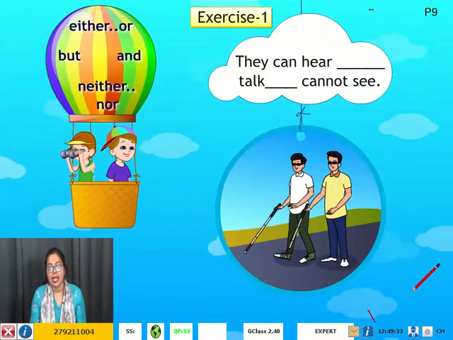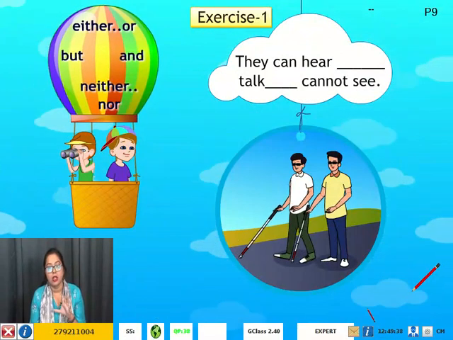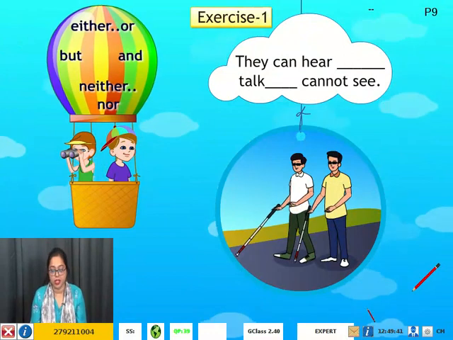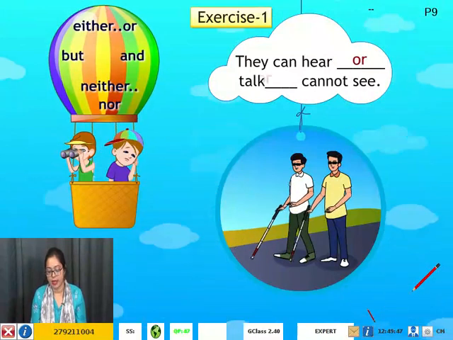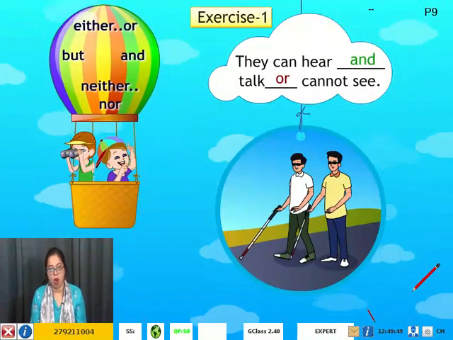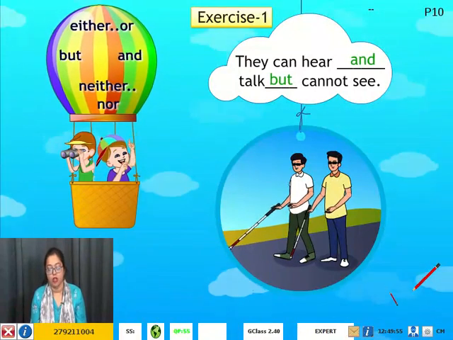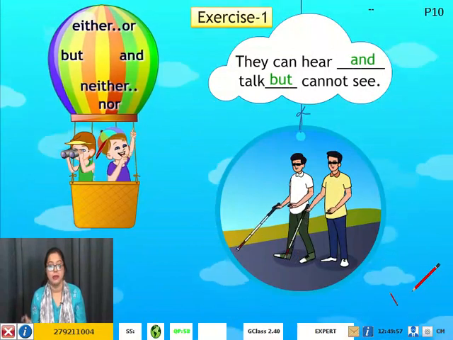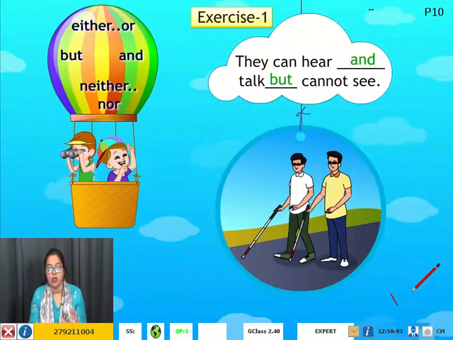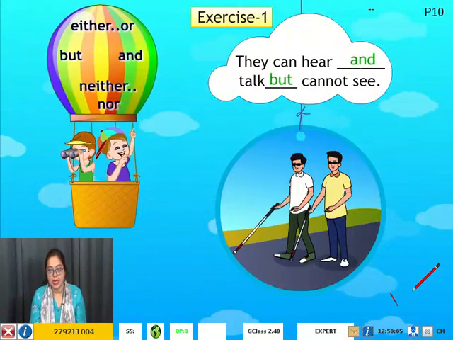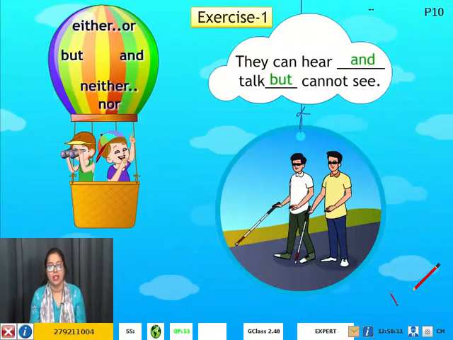Another exercise: they can hear dash, talk dash, cannot see. Now this is a little bit different. They can hear dash, talk dash, cannot see. So what is the correct answer? Is the correct answer or? No, right? The correct answer is they can hear and talk but cannot see. That means they can hear and talk but they cannot see with their eyes. Okay. So again, have a look at the sentence: they can hear and talk but cannot see.